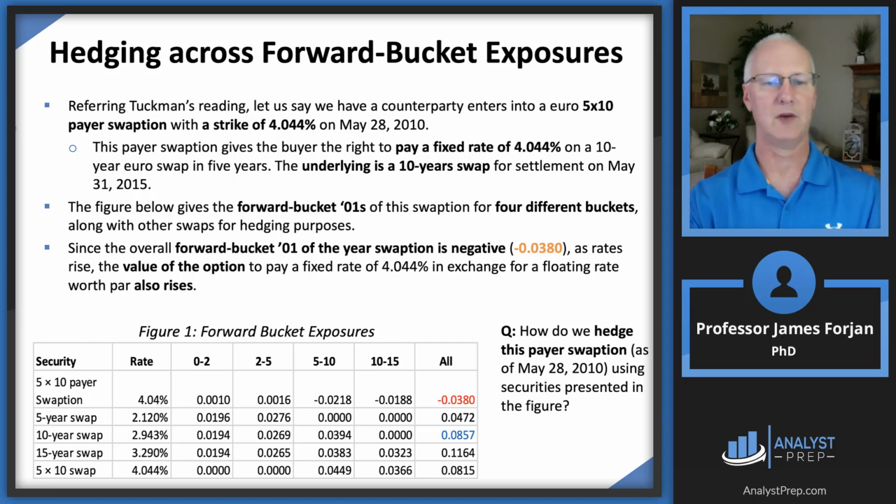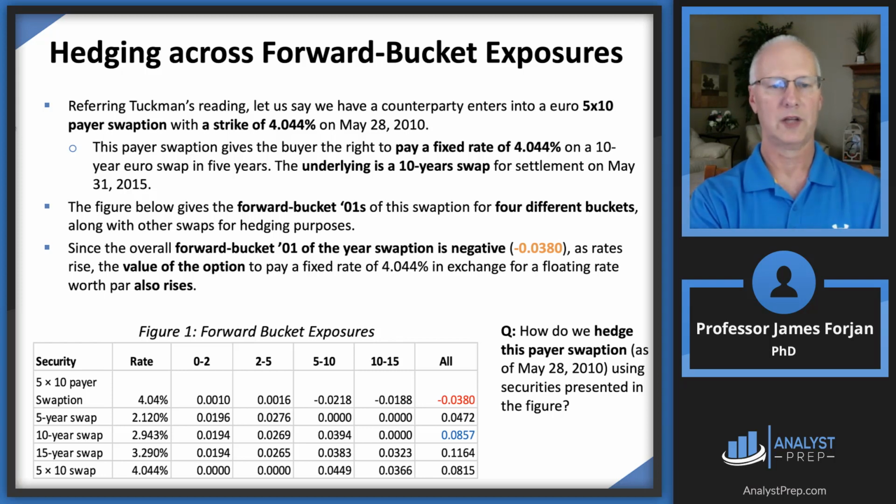All right, so down here in Figure 1, we have these forward bucket 01s for just 4 different buckets. Even the chapter didn't want to go out to hundreds of these buckets. So 0 to 2, 2 to 5, 5 to 10, and 10 to 15. And those are all the forward bucket exposures that were computed much like we did in that previous slide.